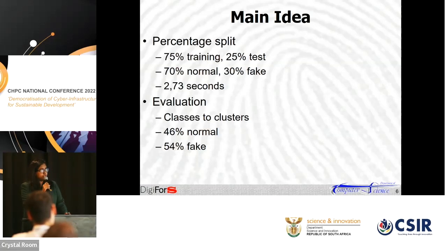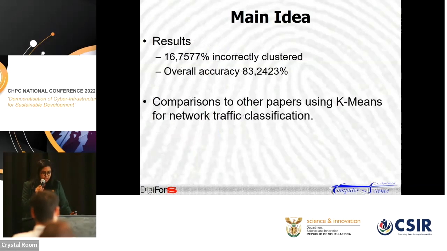So the percentage split mode in Weka was used to split the data into a 75% training set and 25% test set. This resulted in 70% of the data being clustered as normal and 30% clustered as fake, with 2.73 seconds taken to build the model. The classes to clusters evaluation was used, which resulted in 46% of the data being clustered as normal and 54% clustered as fake, with 8.76 seconds taken to build the model.